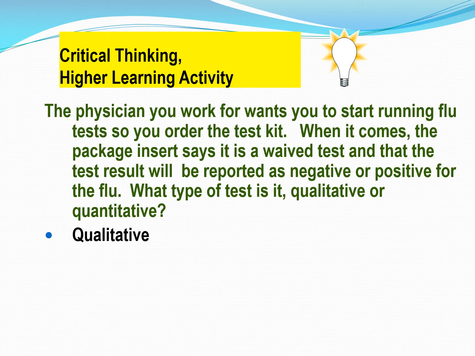It's qualitative, right? Because it didn't give you a numeric value. It gave you just a positive or negative. You look down at it, you look for a plus or a minus, or you look for a line or no line, right? So that's a qualitative test. Did it have an internal control?